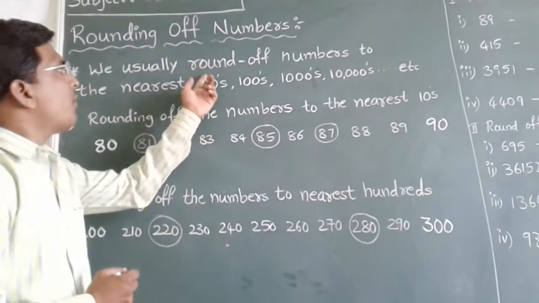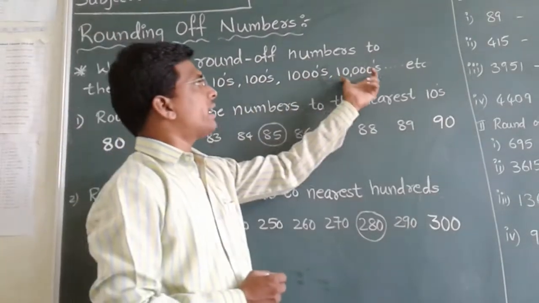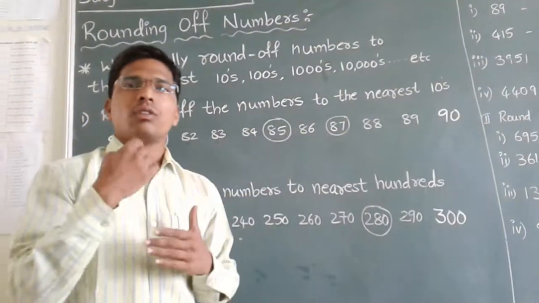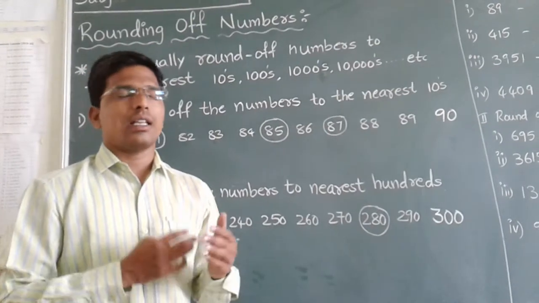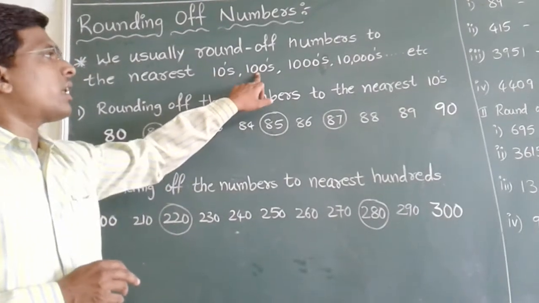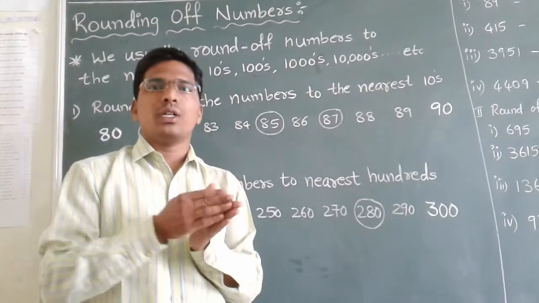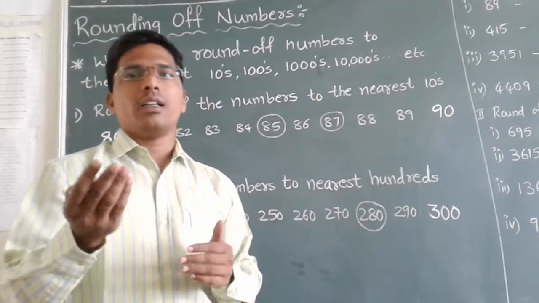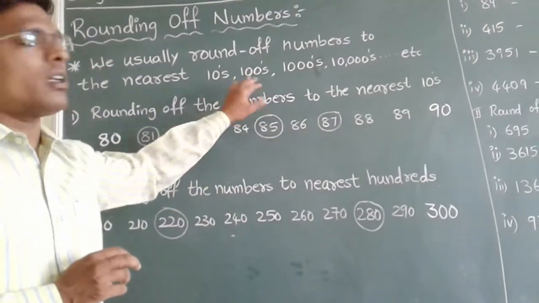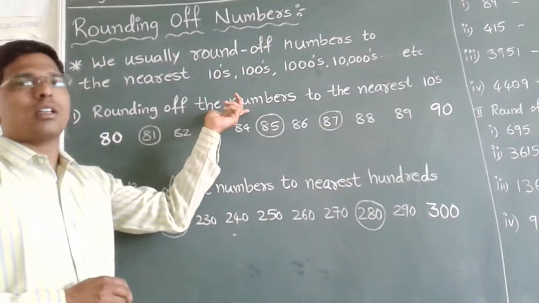Generally we round off numbers to the nearest tens, hundreds, thousands, 10,000s and so on. For example, the number 8 we can round off to 10. Otherwise the number 11 we can also round off to 10. For 100, we can take 91, and 91 we can round off to 100. Otherwise 110 or 108 or 107 we can round off to 100 only. It depends on the situation, so based on the question we can round off the numbers.